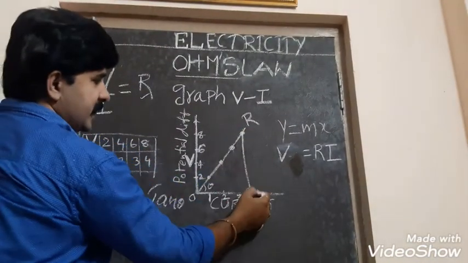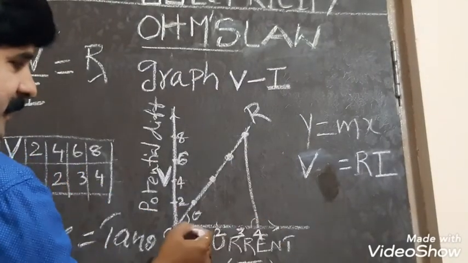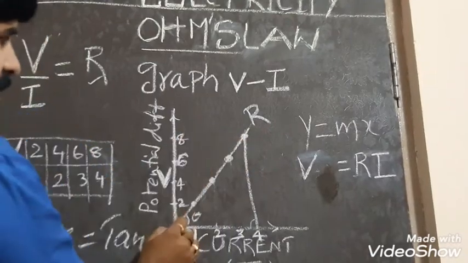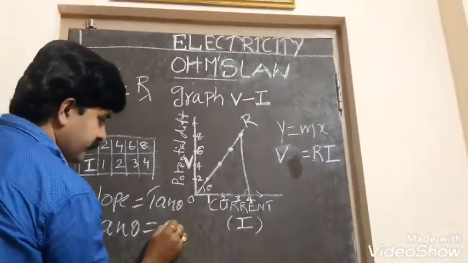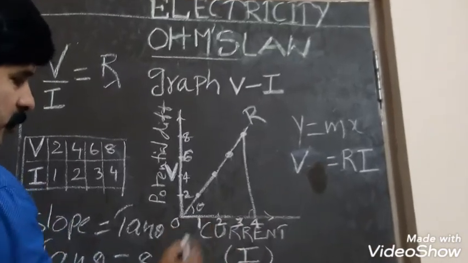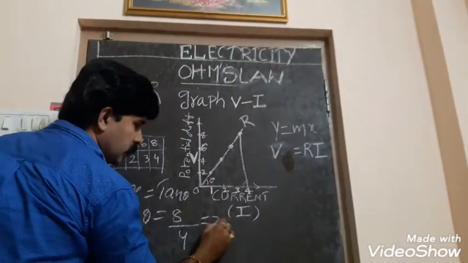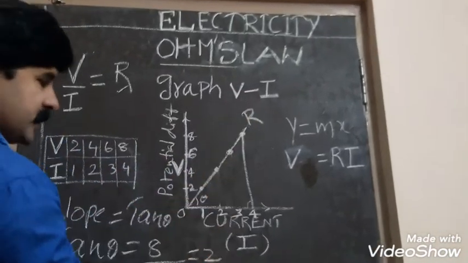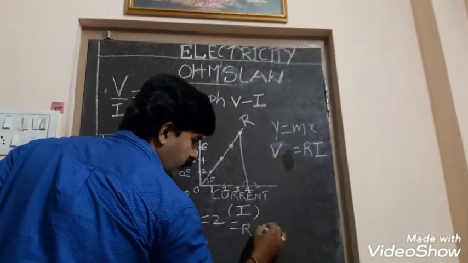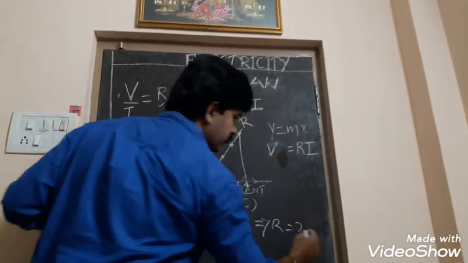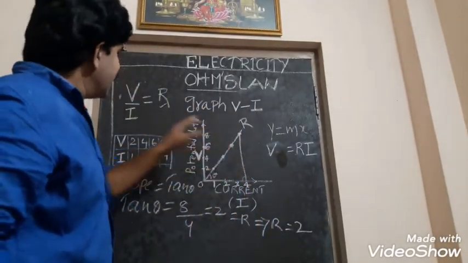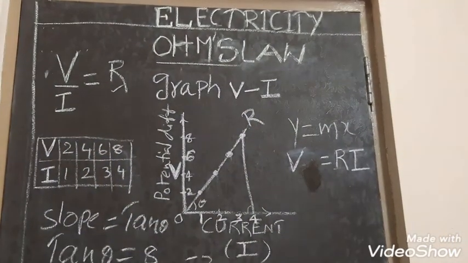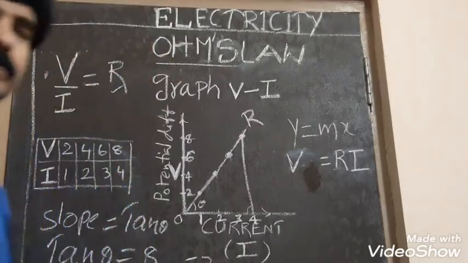Now, what is tan theta here? Opposite side, and this is adjacent side. What is the length of this opposite side? 8 units. Is it visible? 8 by, what is adjacent side? 4. How much did you get? 2. Tan theta is nothing but slope. Slope is nothing but R. Therefore, R is equal to 2. At 8 volts potential difference, we got R is equal to 2.